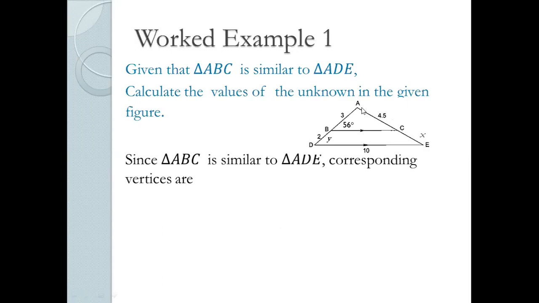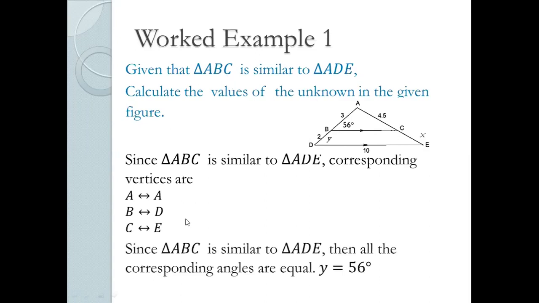Since we are saying that triangle ABC is similar to triangle ADE, the corresponding vertices are: A corresponds to A because it is a common vertex, then B corresponds to D, and C corresponds to E. Since angles B and D correspond to each other, if angle B is 56 degrees, then D, which is y, is also 56 degrees because these are two corresponding vertices. Now let's find x.